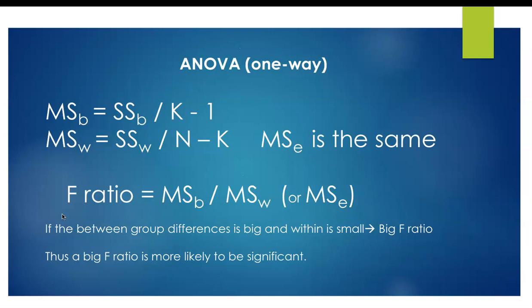We divide the sum of squares between by k minus 1 to get the mean squares between the groups. We divide the sum of squares by n minus k to get the mean square within the groups. Going back to what we were doing conceptually, if the variance between the groups is comparatively large and the variance within the groups is comparatively small, we get a large F ratio, and that's likely to be significant.